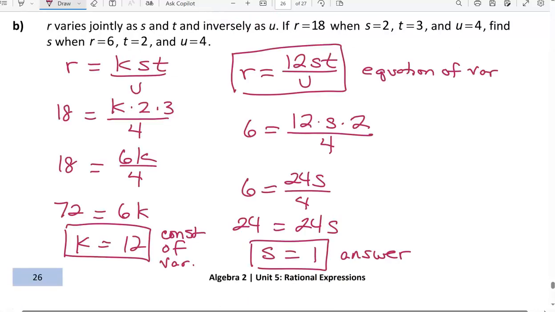All right, here is the final result for this one. Notice that we have three things to report as answers. Number one, the constant of variation. Number two, the equation of variation, and then the final answer that's asked for.